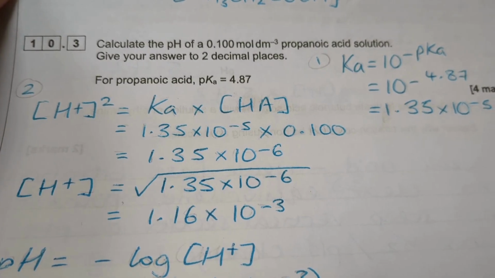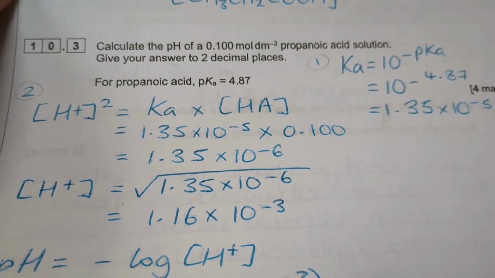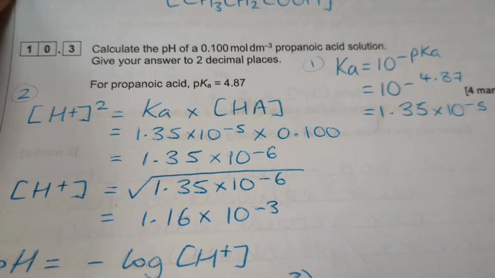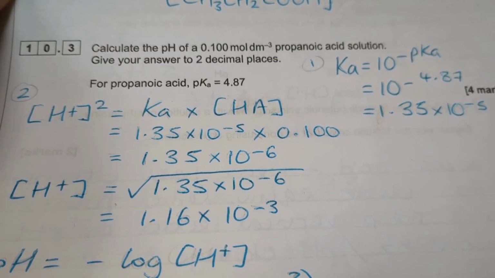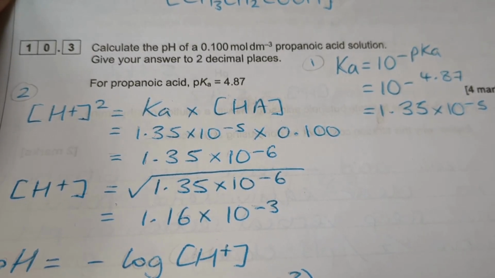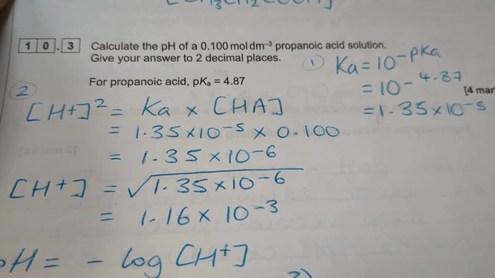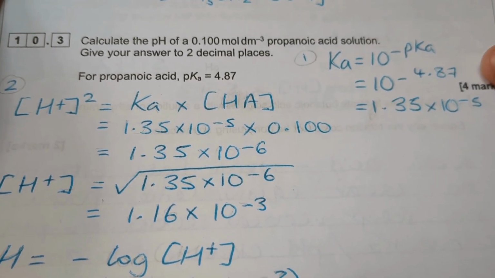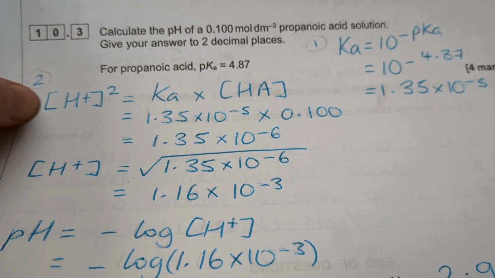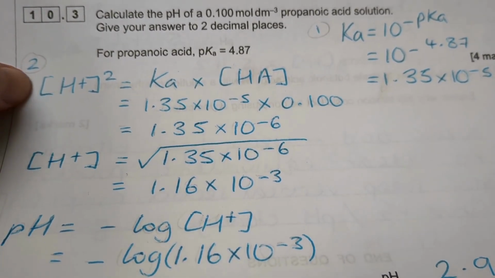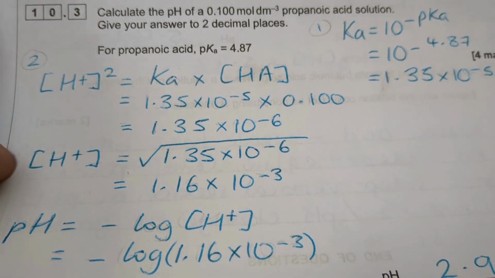The first step is to find the Ka value from the pKa, and Ka and pKa have the same relationship as H+ and pH. So to get the Ka value, we do 10 to the minus pKa, which gives us this value here. Now, since this expression gives us H+ squared, we want to get rid of the squared. To do that, we square root both sides.